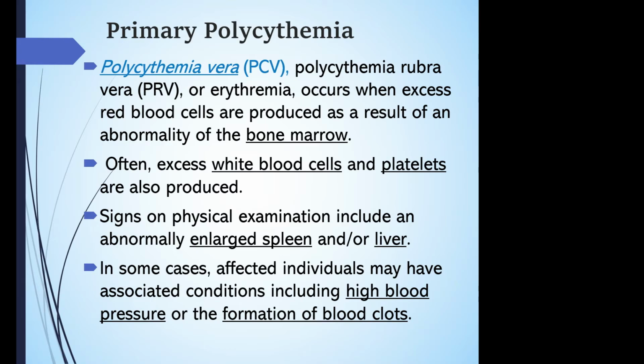Primary polycythemia rubra, polycythemia vera, polycythemia rubra vera or erythremia occurs when excess red blood cells are produced as a result of an abnormality of the bone marrow. Often the excess white blood cells and platelets are also produced. Means there is excessive production of cells from the bone marrow in the case of polycythemia vera, and this is the type of primary polycythemia.